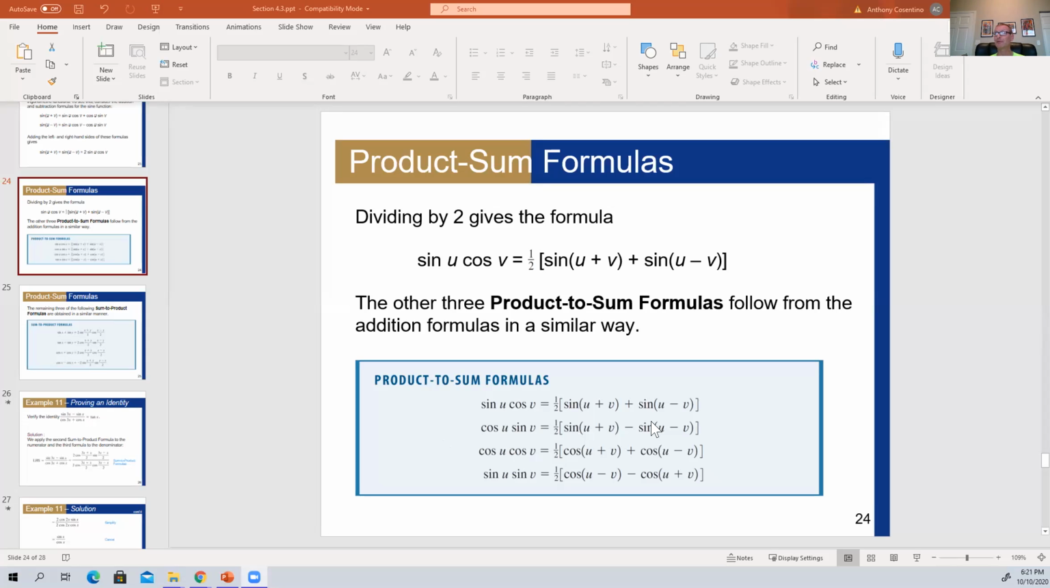So if you're given a sum and you want a product, you can combine it going from right to left, or vice versa. If you have a product and you want to convert it to a sum, you could go the other way. So let's do one example and then we'll do a couple proofs. What was the first example? It would be this one here.